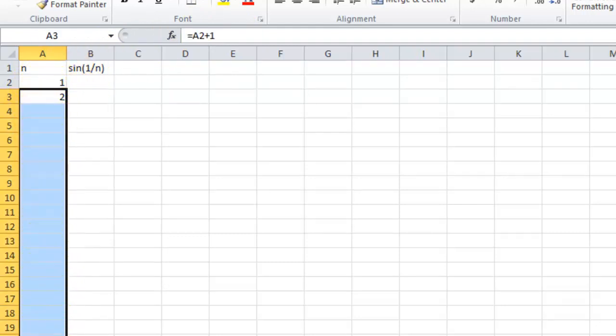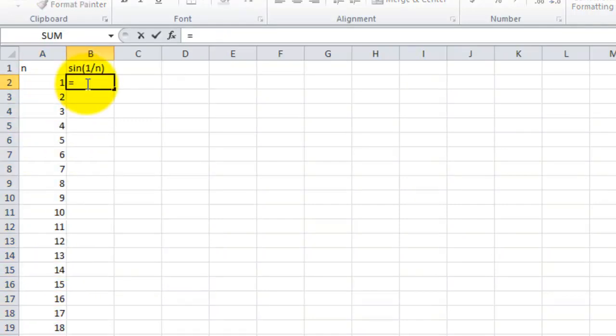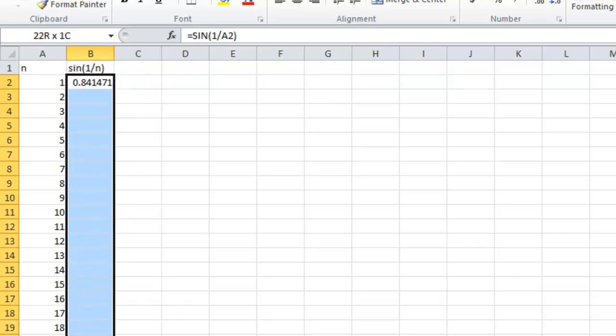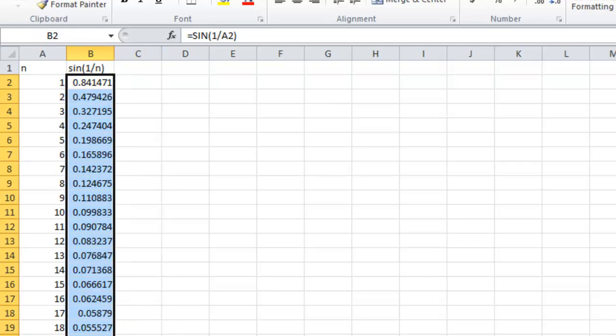Copy that down for a bit. And so now this will equal the sine, and that function's in there, of 1 divided by whatever number's in this box. And you get something like that because it's doing the sine of 1 there. Copy that down now. And we can see that our values are getting smaller and smaller and smaller. But are they approaching 0.04 or are they approaching 0?